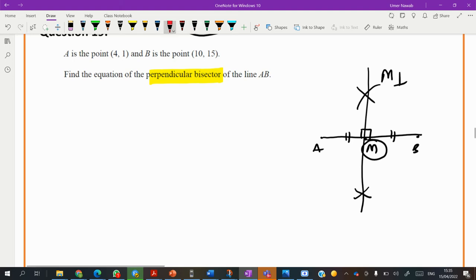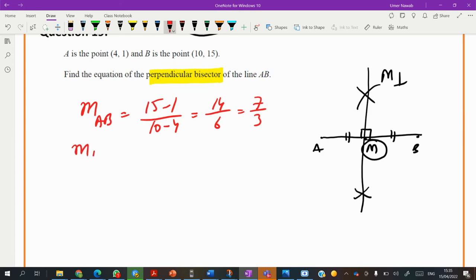First, I'm going to find the gradient of AB, which is 15 minus 1 over 10 minus 4, 14 over 6, which is 7 over 3. The perpendicular gradient will be minus 3 over 7. I need to find the midpoint also. Which method did I teach you to find the midpoint?